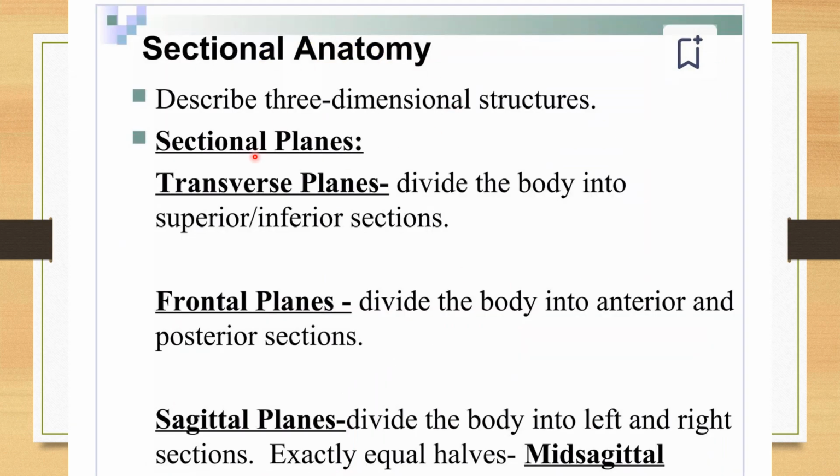So this is just the definition. Three-dimensional structures. Transverse plane divides the body into superior and inferior sections. Frontal plane or the coronal section or the coronal plane divides the body into anterior and then the posterior section. Then the sagittal plane divides the body into left and right sections. When the plane divides the body into exactly two equal halves, that's mid sagittal. But parasagittal is when it divides the body into two unequal halves.